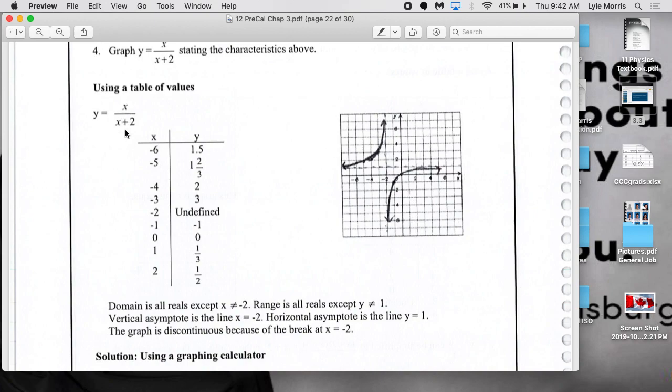Even if you have x over x, x can't be 0. You still can't divide 0 by 0. So you would still have a vertical asymptote right at the origin. So just so you know that.